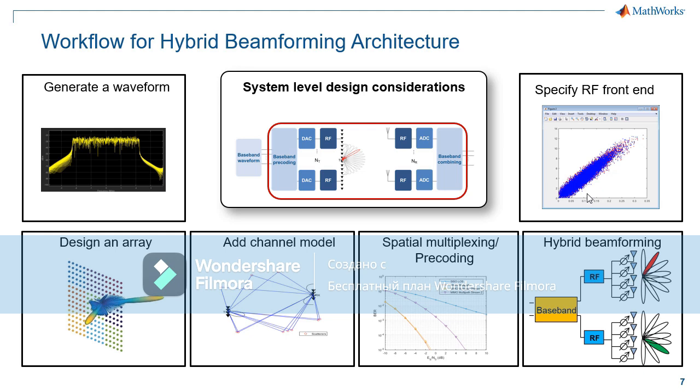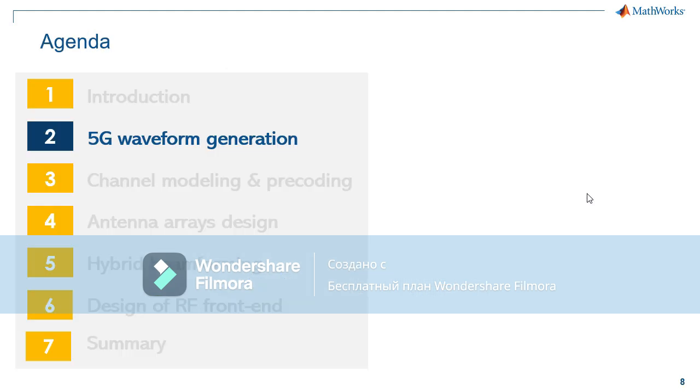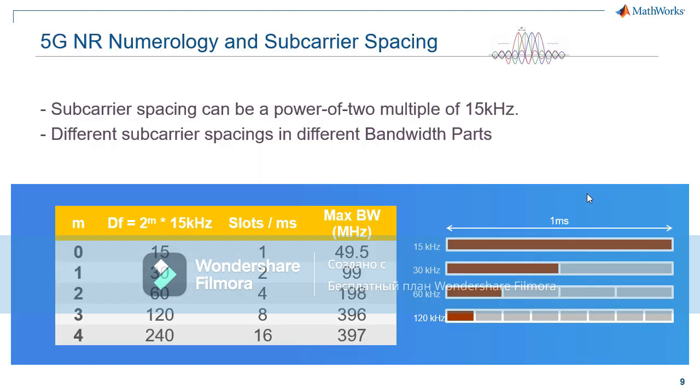So all of these considerations, which we call system level design considerations, come into play to produce a successful 5G high beamforming architecture. Let's talk about the first element, the 5G waveform generation. 5G was standardized in 2018, and in MathWorks we introduced our 5G Toolbox, our MathWorks product that allows you to model, simulate, and test 5G systems in the same year, 2018.